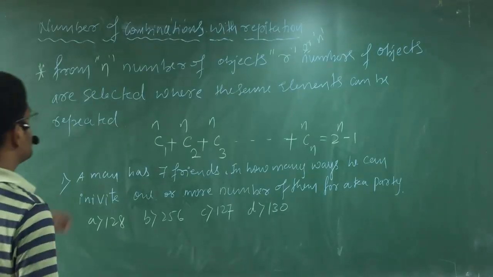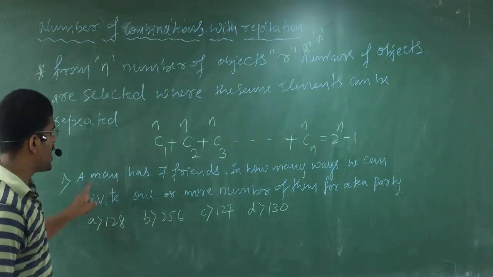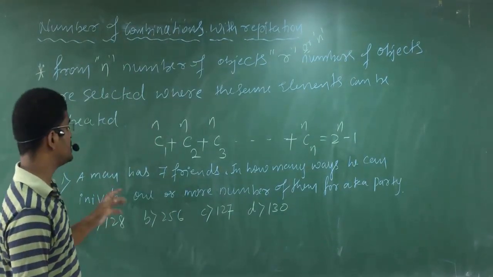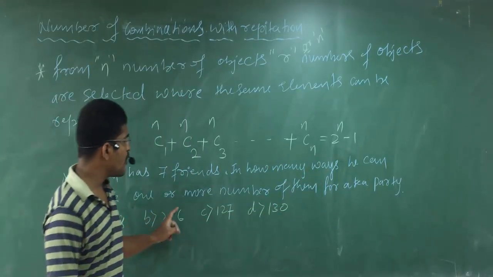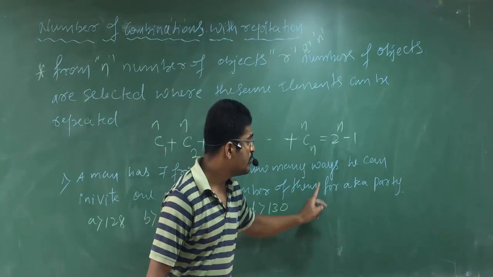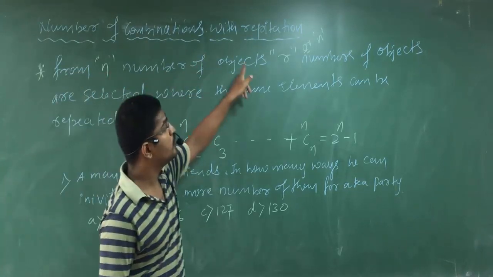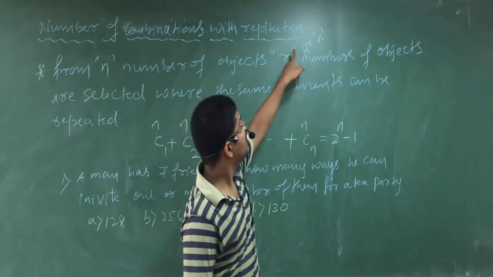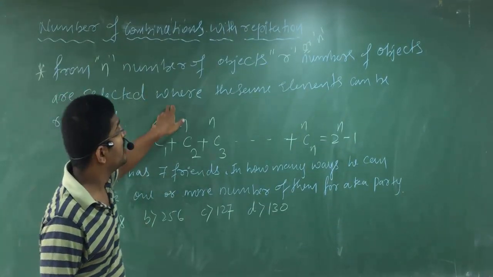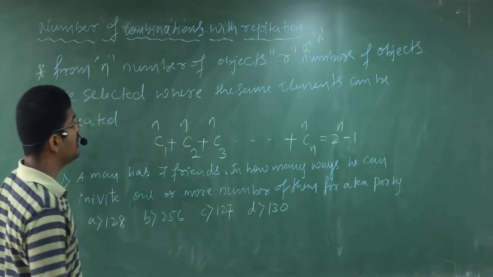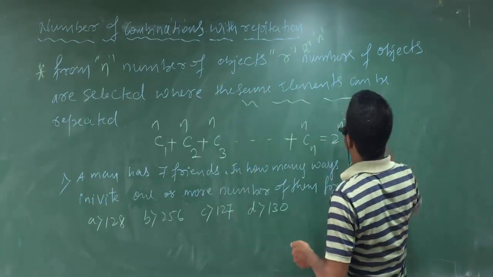Okay, students. So for this, let us see here. Clear? Okay. A man has 7 friends. In how many ways can he invite one or more of them for a tea party? Clear? Okay. Look at this. From n objects, r or n objects are selected where the same elements can be repeated. Okay, same elements can be repeated.